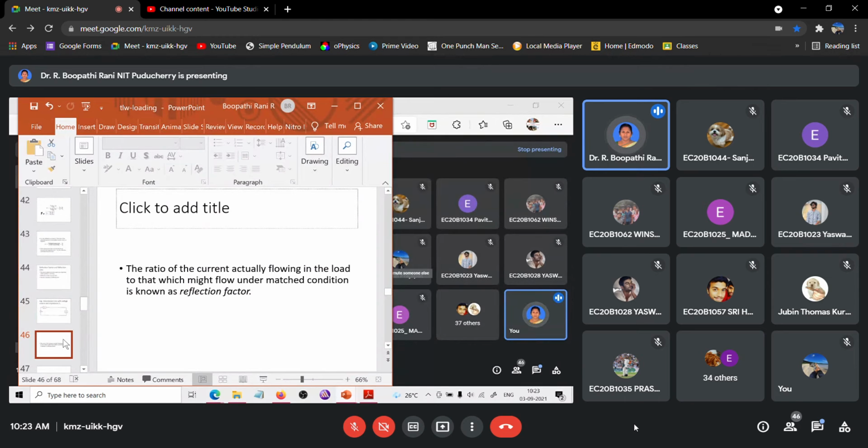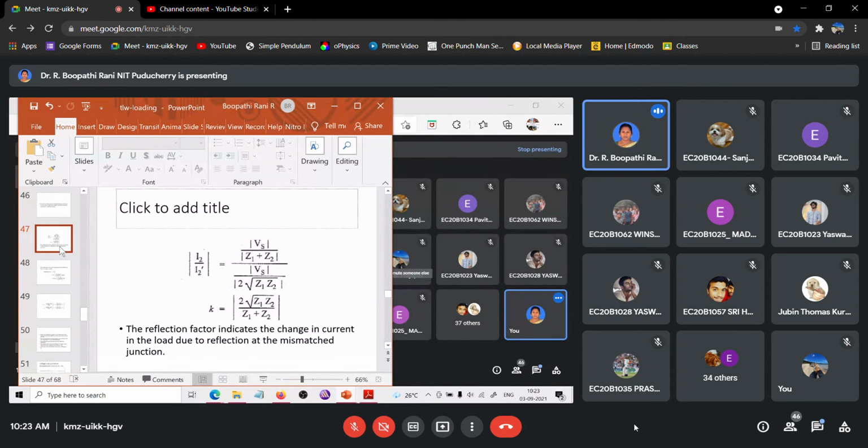Okay, the reflection factor is defined this way. The ratio of the current actually flowing in the load to that which might flow under matched condition is known as the reflection factor. Okay, and this is the formula for reflection factor.